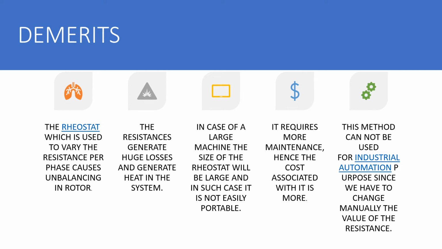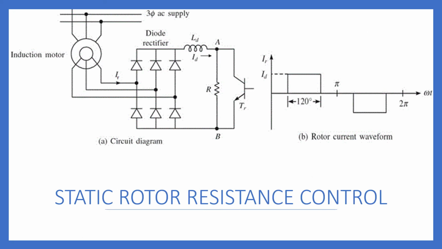To overcome this, we are going towards the static method. The variation of rotor resistance can be done by using power electronic devices, and this is a more efficient method. Here we can see that the resistance can be varied by connecting the diode rectifiers in series with an inductance LD, which is finally connected with a transistor switch. The inductance is used to smoothen the current.